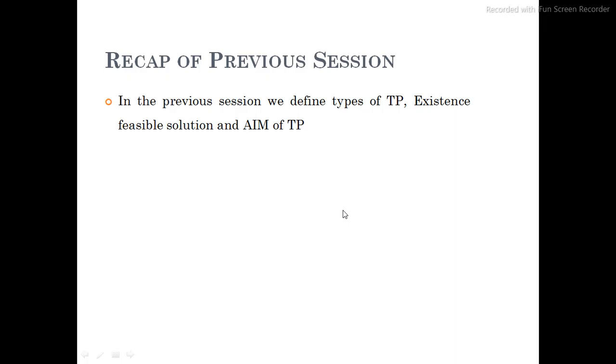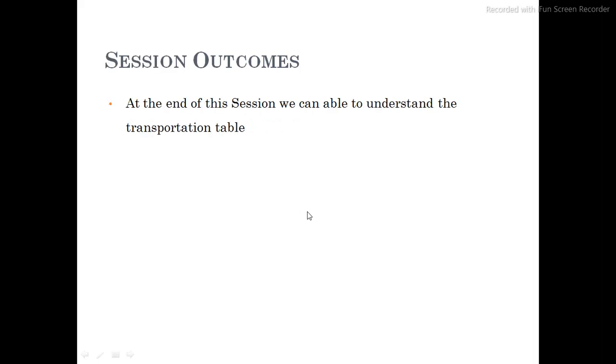Now, in the previous sessions, we have learnt the types of transportation problem, existence of feasible solution, and assumptions and aims of the transportation problem. At the end of this session, we will be able to understand what a transportation table is, and to form a transportation table.